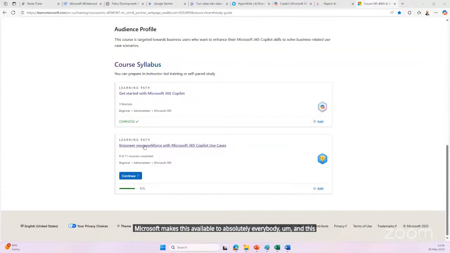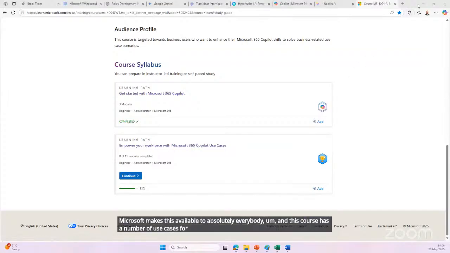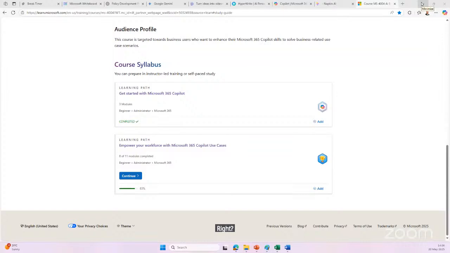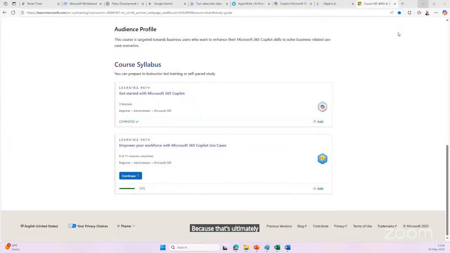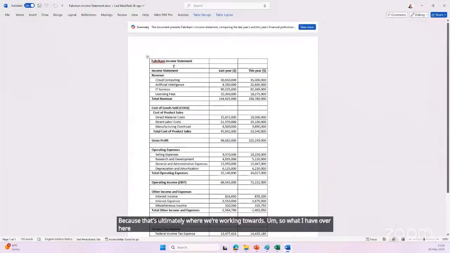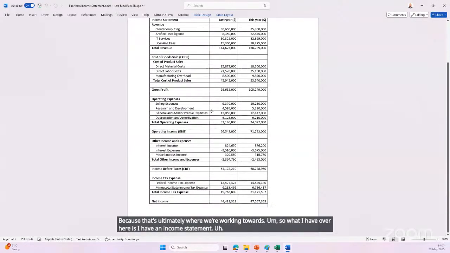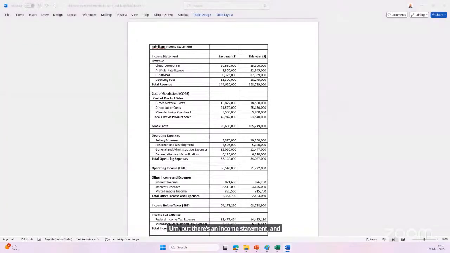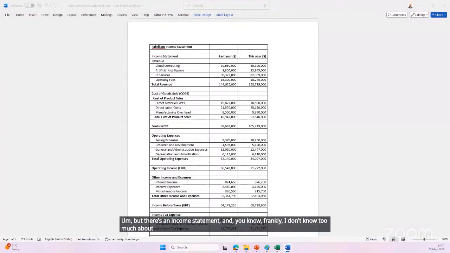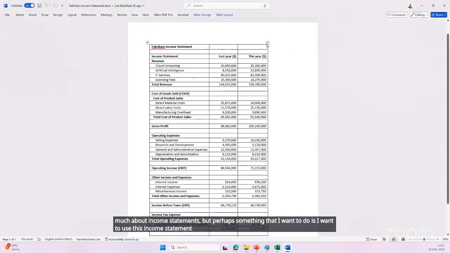And this course has a number of use cases for, in particular, Microsoft Copilot, right? So as I'm going through some of these use cases, you can think about how you can use these in policy development and perhaps in curriculum development as well, because that's ultimately where we're working towards. So what I have over here is an income statement. It's not a very complex income statement, I agree. Frankly, I don't know too much about income statements, but I want to use this income statement as the source of a presentation that I need to do.